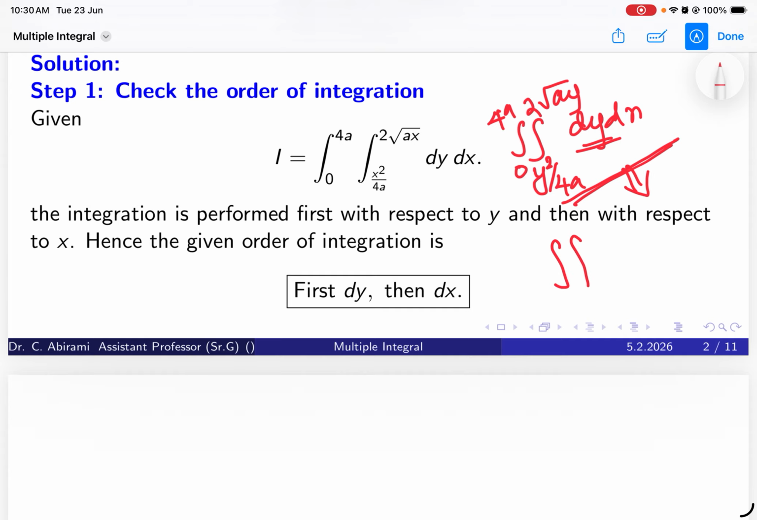Changing the order means the double integral over dx dy. After that you can proceed and you will get the answer. This is the first step. But what is given in the question? There is no need to change the order. What is given in the problem is correct. Okay.